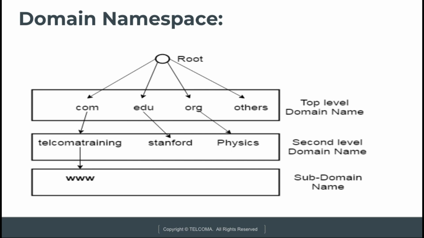So whenever we type a particular URL like www.telcomatraining.com, then it represents the complete address of a particular website, and whenever we type this, the DNS server resolves this particular URL to its IP address. So there are the top level domain names, second level domain names and the subdomain names in a domain namespace hierarchy.